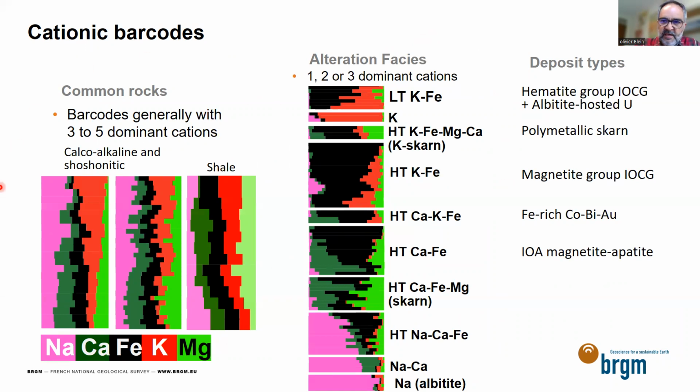In contrast, cationic barcodes in common volcanic and intrusive rocks, here, or in sedimentary rocks are characterized by 3 to 5 dominant cations. The addition of a cationic barcode to the diagram of Montreuil further discriminates the main alteration phases and provides a means to identify increasing intensity of alteration.